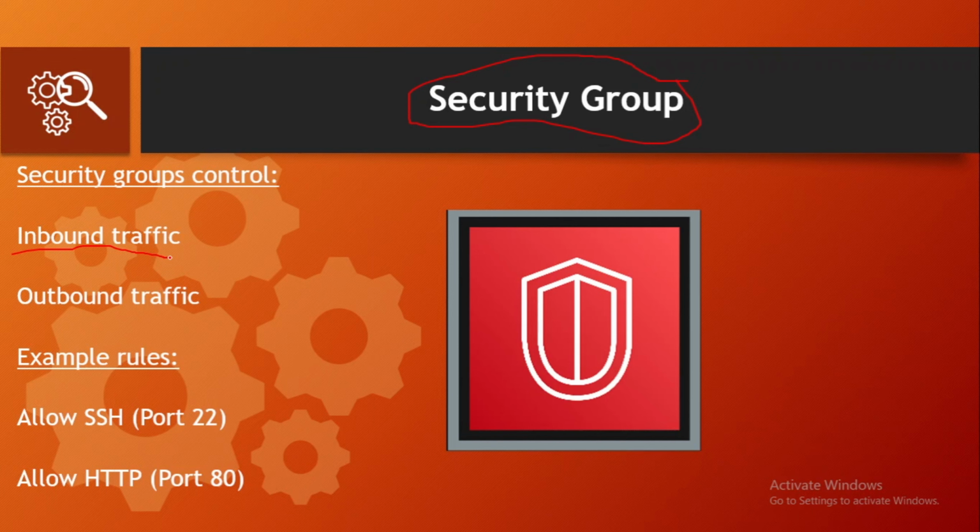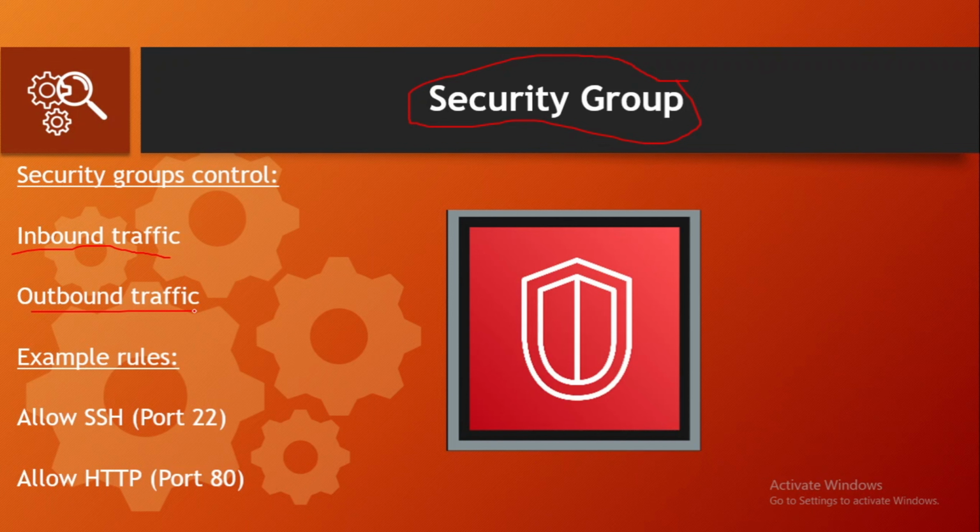Inbound traffic means incoming requests to your EC2 instance. For example, if someone wants to connect to your server from their laptop, that is inbound traffic. The second one is outbound traffic. Outbound traffic means traffic going out from your EC2 instance to other services or the internet. For example, if a server needs to download updates or communicate with another server, that is outbound traffic.